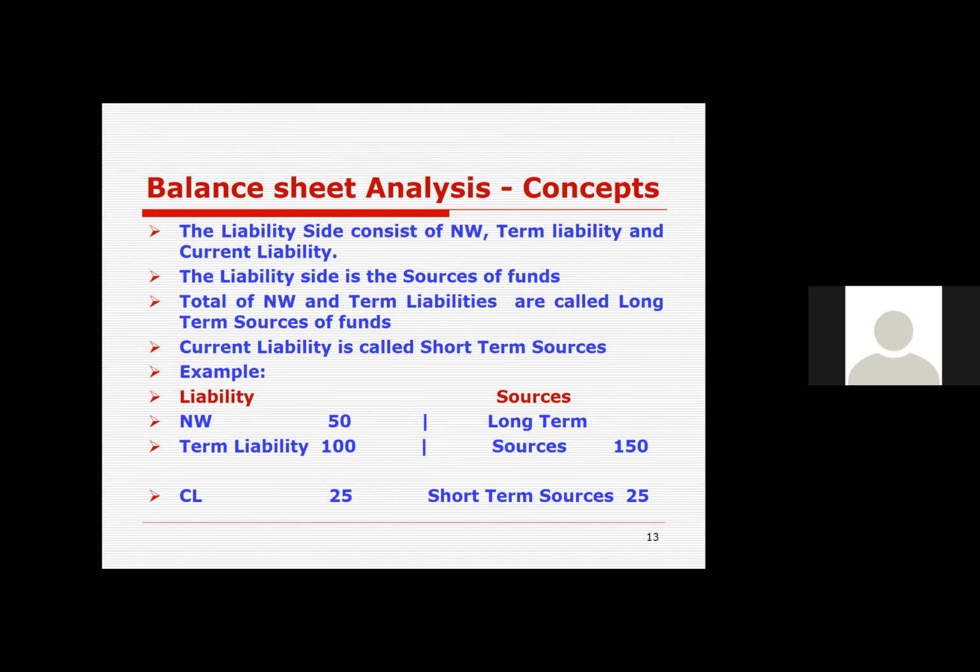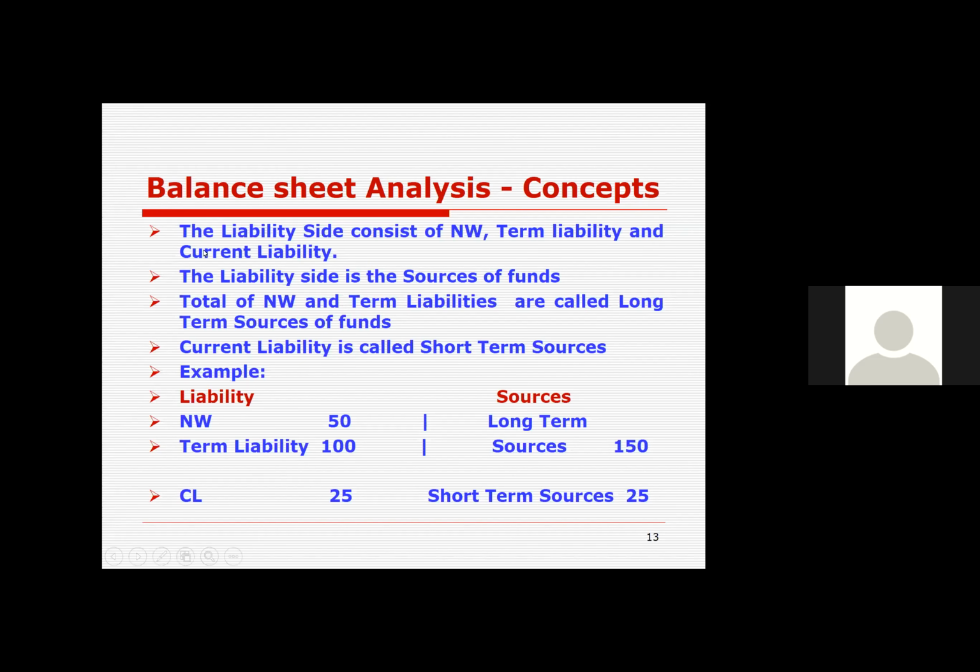Again, I repeat, the liability side of the balance sheet is called total sources for the firm. So which are all the total sources? Net worth, then your term liability, and then current liability. All the three put together are called total sources. The total sources are divided into long-term sources and short-term sources. Which is long-term source, which is short-term source? I'm going to show with an example.